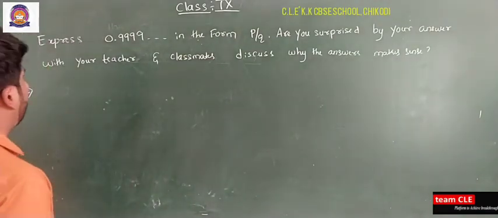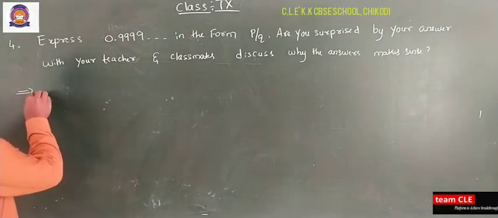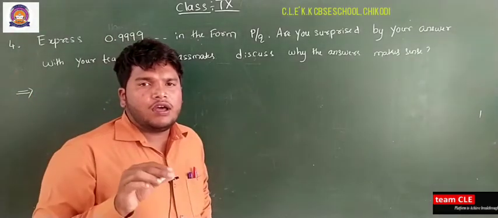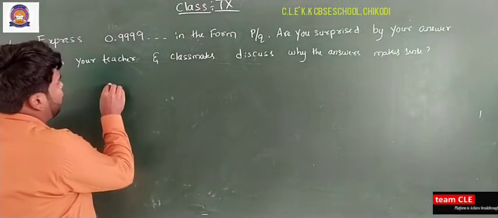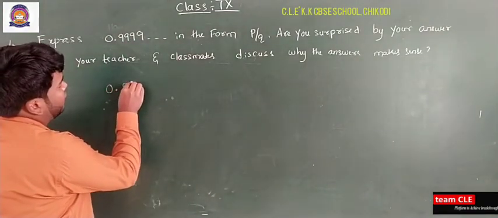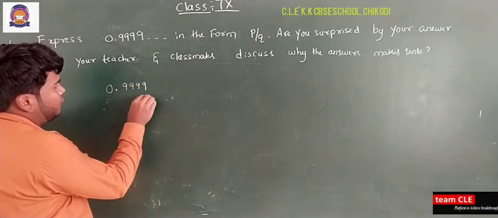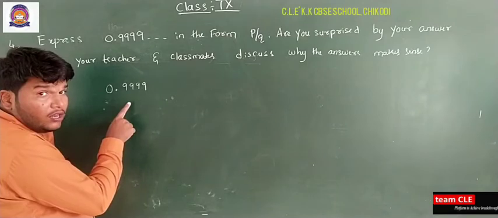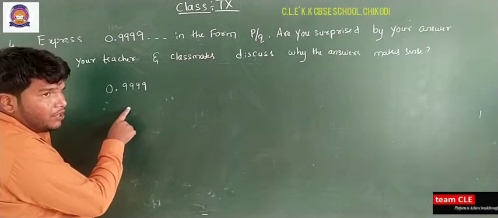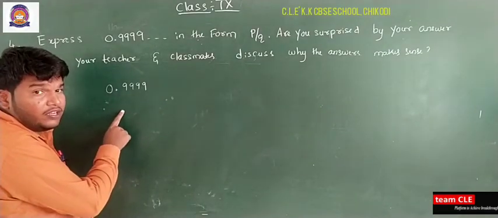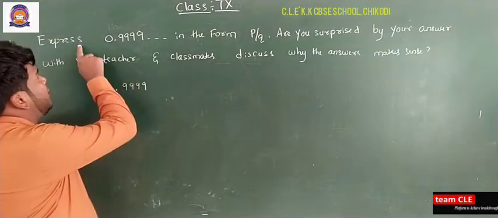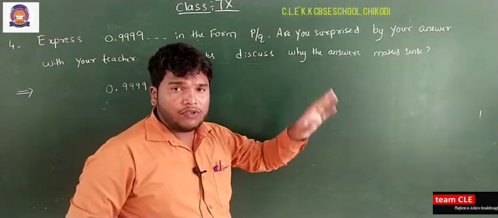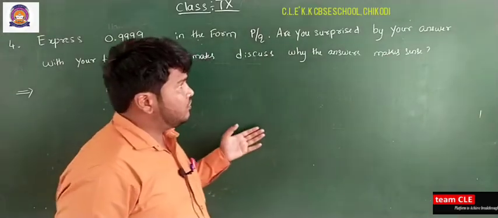So see here, dear students, I am going to solve this example. Already we have solved how to solve the repeating decimal. Observe this number 0.99. This number looks like a non-terminating and repeating decimal, which means it is a rational number. They are asking to express 0.99 in the form of p by q, where q is not equal to 0.